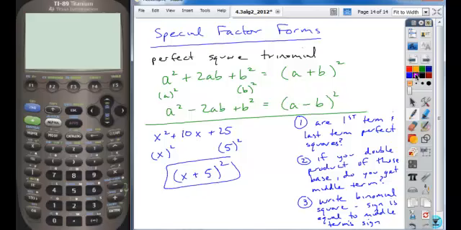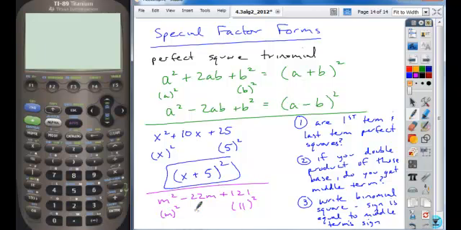All right, let's take a look at a second example of this. Let's say you have the following: m squared minus 22m plus 121. Okay, so look to see, are the first and last term both perfect squares? Can you square a number to get m squared? Yeah. Can you square a number to get 121?